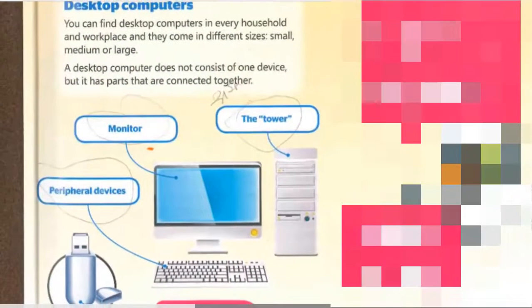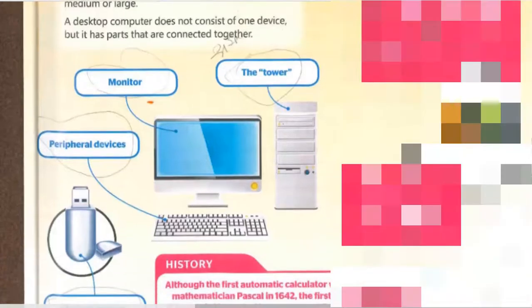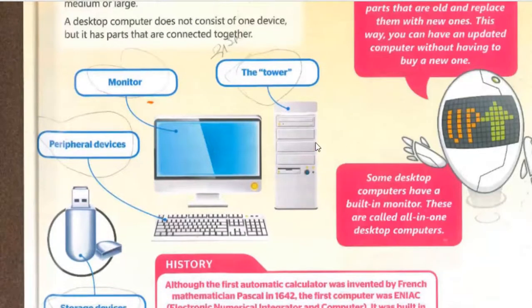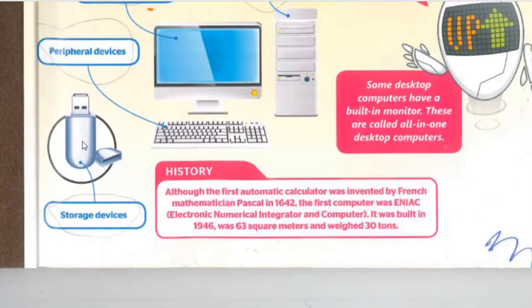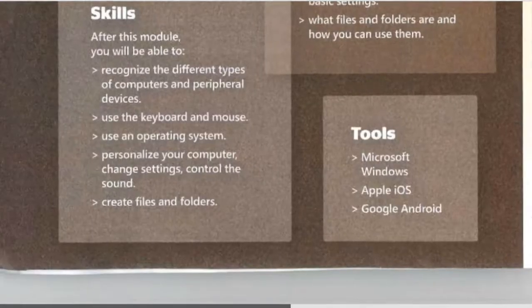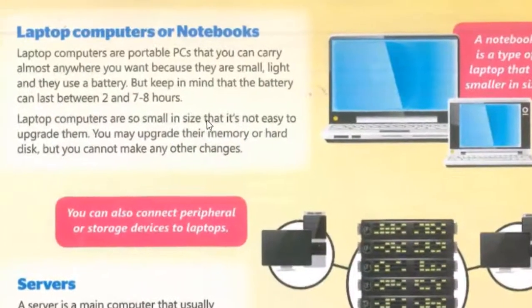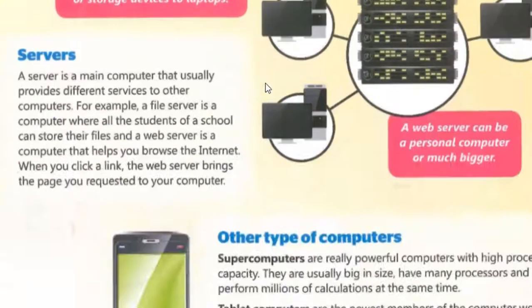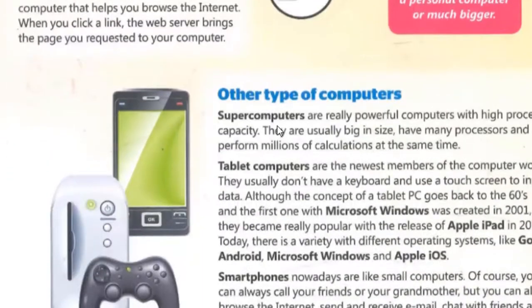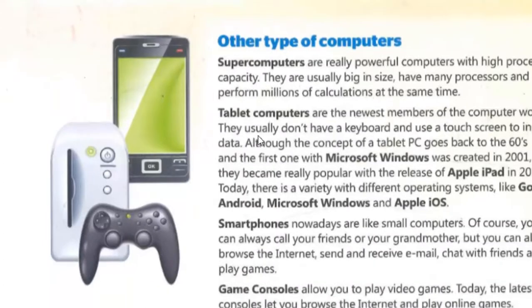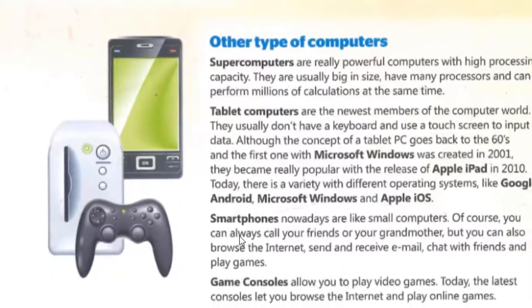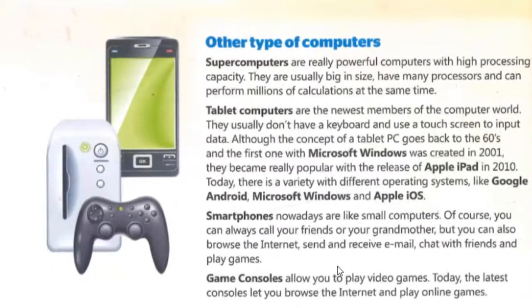We've also learned a lot about the types of computers. The desktop computer contains the monitor, the tower, and the peripheral devices like the keyboard, the mouse, and the flash drive or any other storage devices. Other types of computers are laptop computers or notebooks, servers, supercomputers, tablet computers, smartphones, and game consoles.